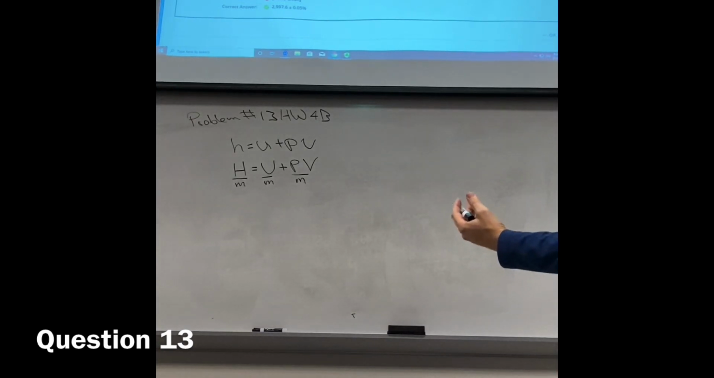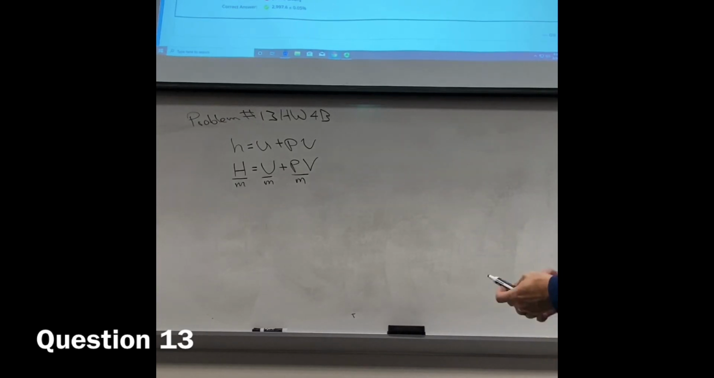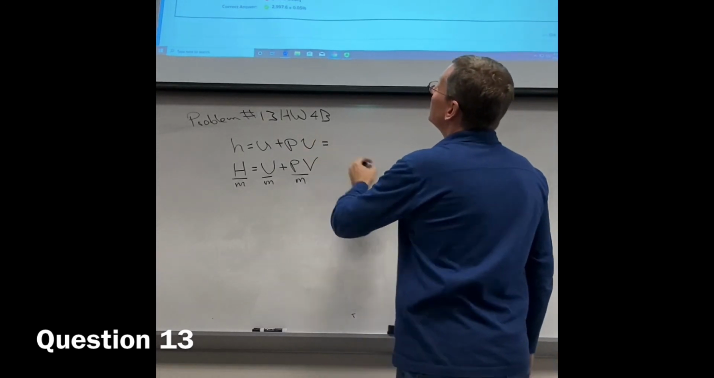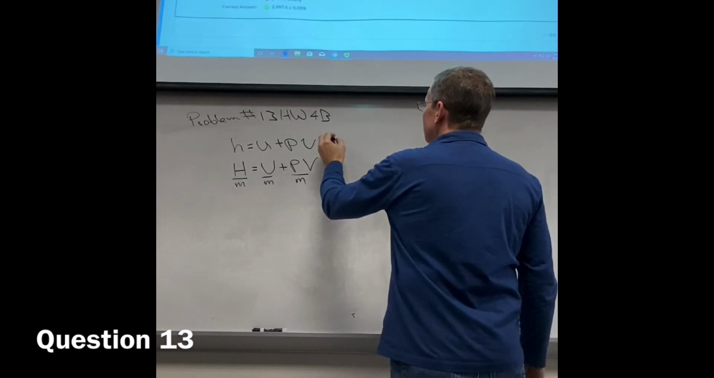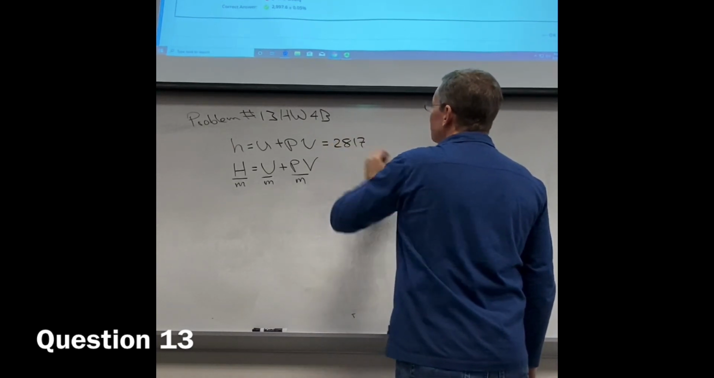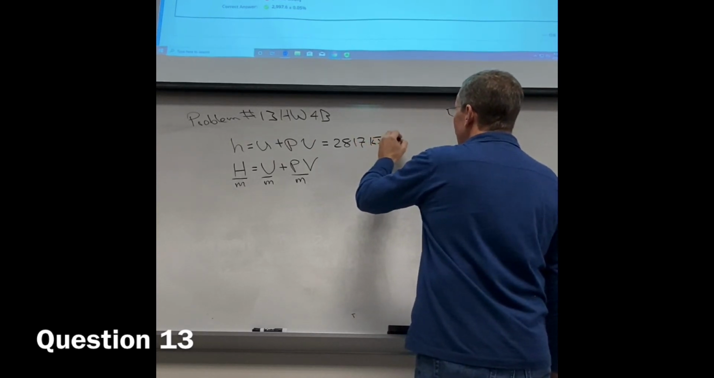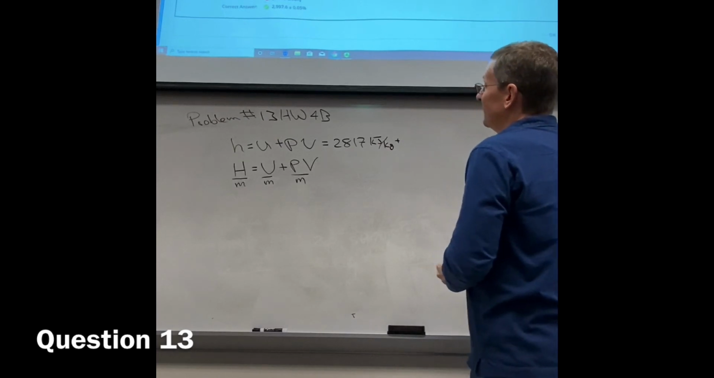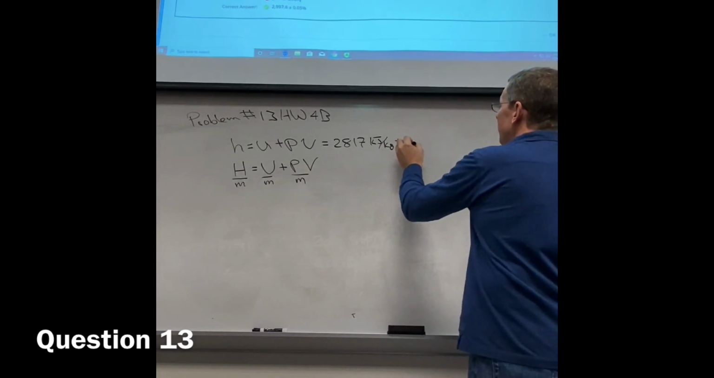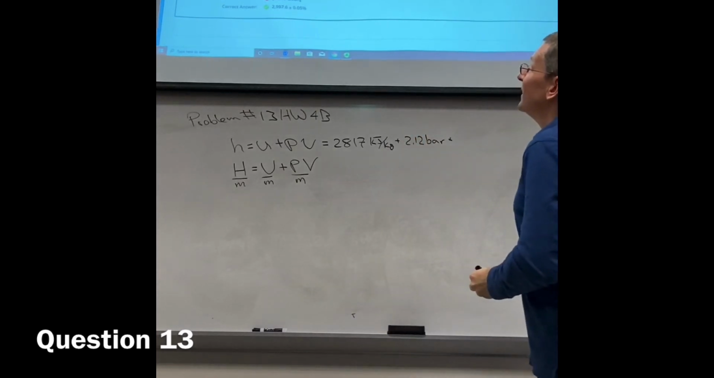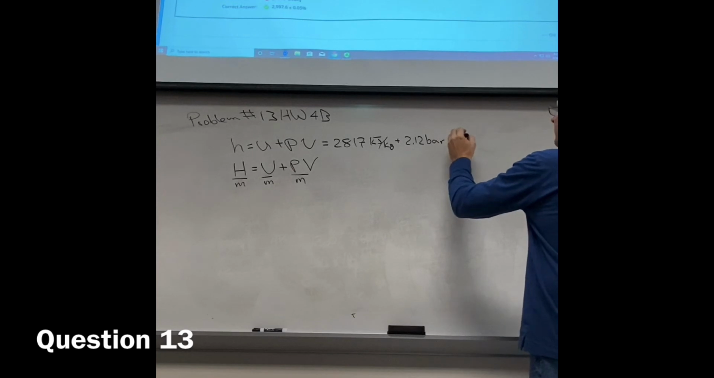I was asked for the specific enthalpy, which is the first equation, and I was given U, the specific internal energy, the pressure, and the specific volume. So if we write those out, we get 2817, and we better write the units out, kilojoule per kilogram, plus the pressure, which is 2.12 bar, times 0.852 cubic meters per kilogram.